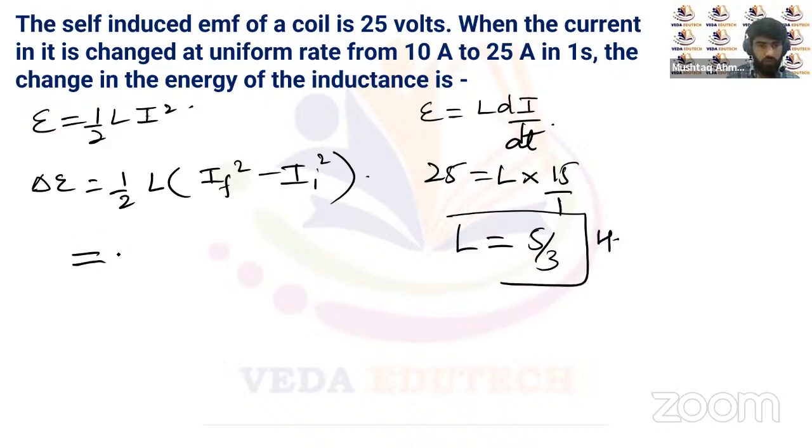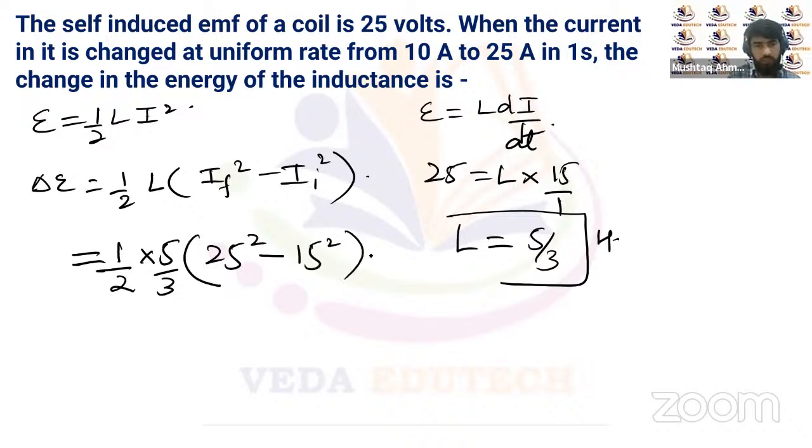We can substitute the value of L in this equation. That's 5 upon 3. Now the final current is 25, so it will be 25 square minus 10 square. So this much will be the change in energy in this inductor when the current changed from 10 ampere to 25 ampere. So the energy of this inductor will actually increase, so the change in energy here will be positive.